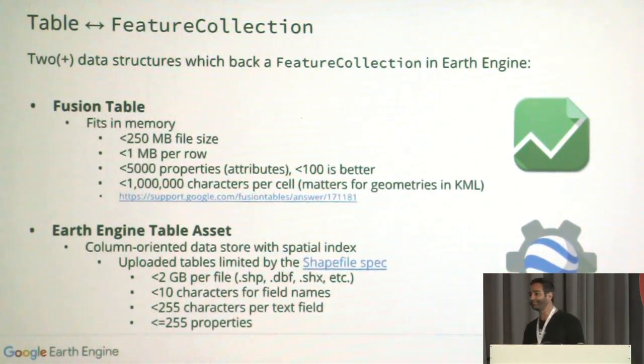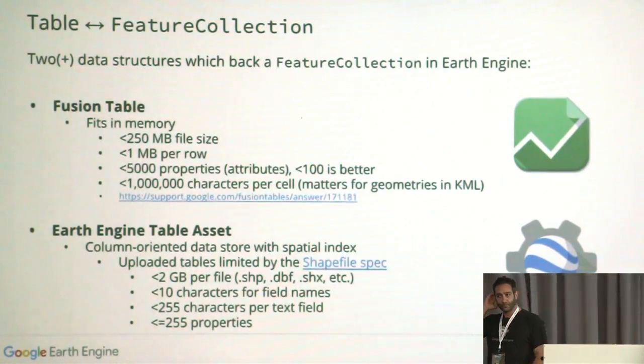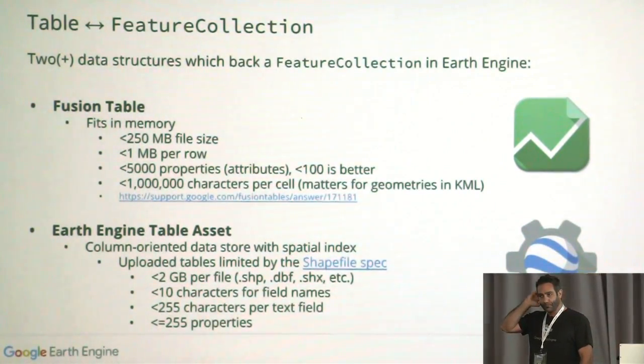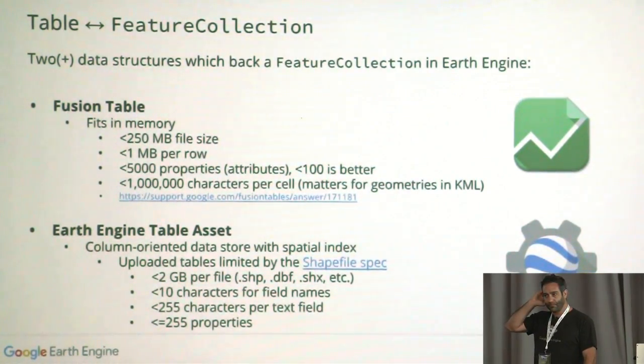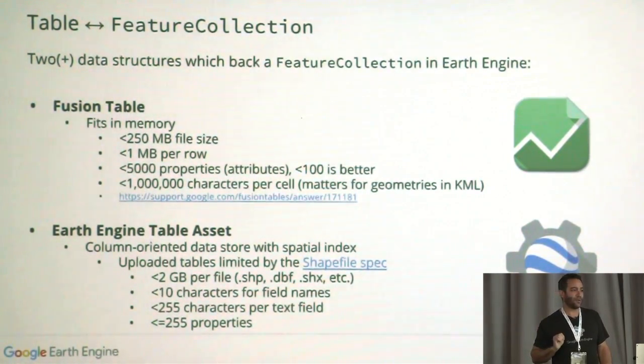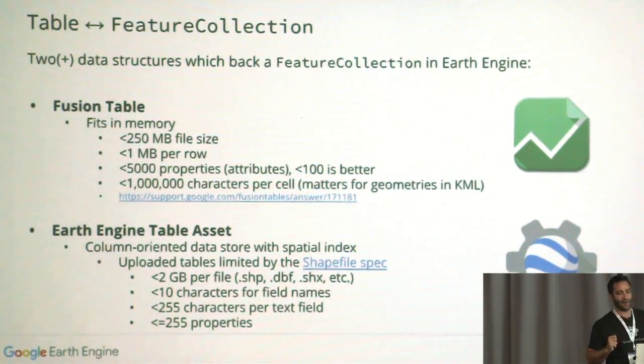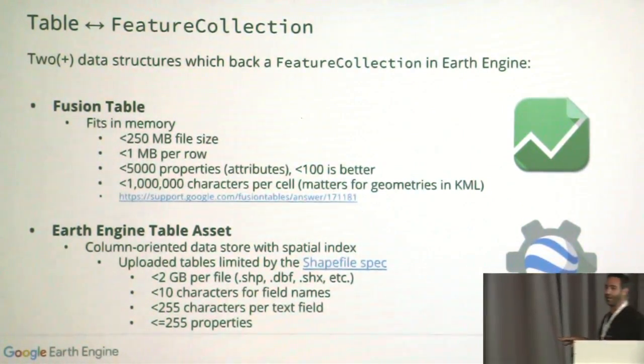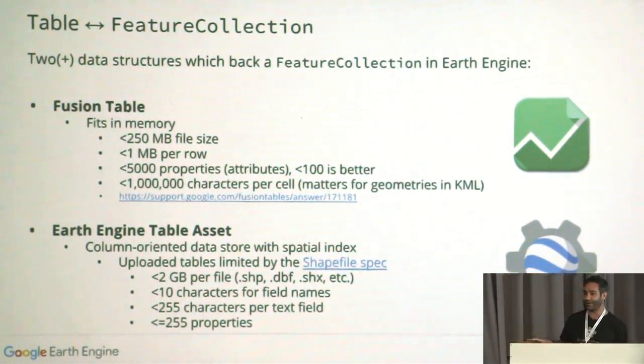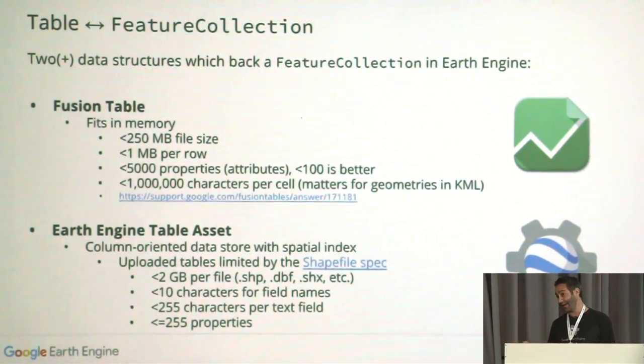Yes? If you had more data than that, do you bring multiple 2 gig shapefiles together and merge them into one table in Earth Engine? Yeah, so the question is, if you have multiple shapefiles of around 2 gigs, can you upload different shapefiles and then merge them? I believe the answer is yes. Again, these become feature collections in your code, and you can call feature collection.merge on those.